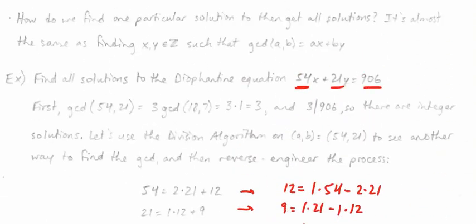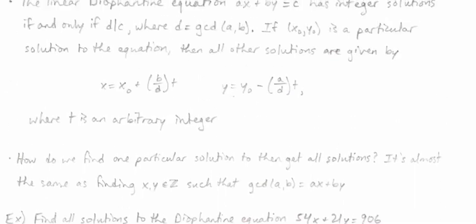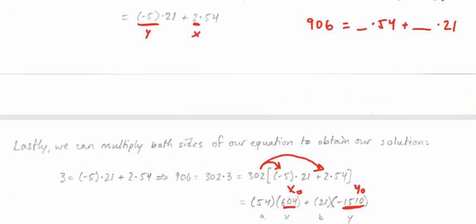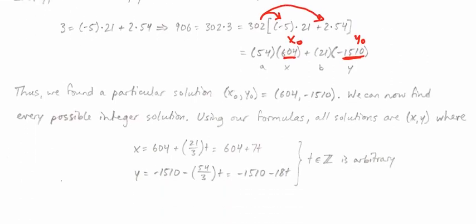If we go back to our formulas here, we know our x naught, we know our y naught, we're given a and b in the problem, and we figured out what our GCD was. It was 3. So we make these substitutions in, and we come up with the general formula for all integer solutions. X is 604 plus, it was B over D. Our B value is 21. Our GCD was 3. So we have 604 plus 7t.